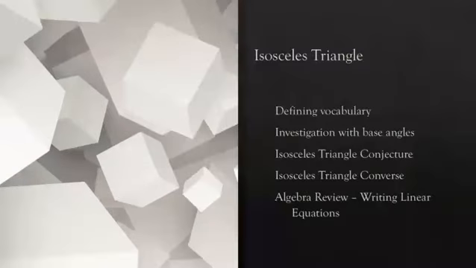Today we're going to be talking about the properties of special triangles, specifically an isosceles triangle. We will have some vocabulary to define, an investigation with the base angles, and then we'll come up with the isosceles triangle conjecture. Then we will try an investigation with the converse to see if it's true. And last, we will end with a review in algebra on writing linear equations.